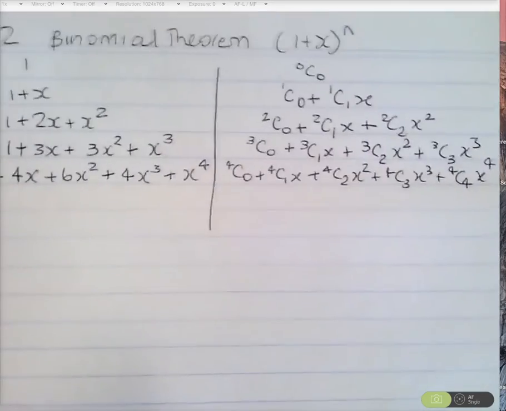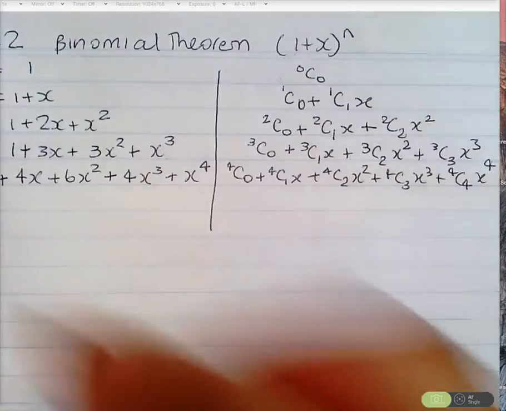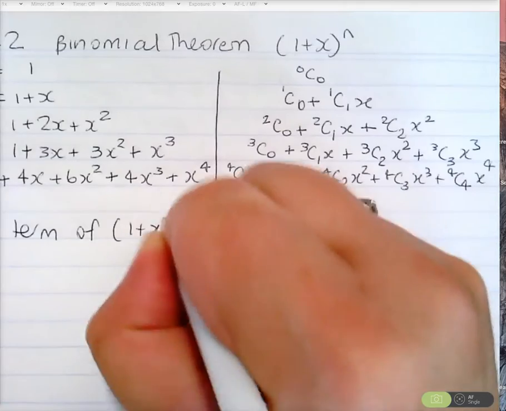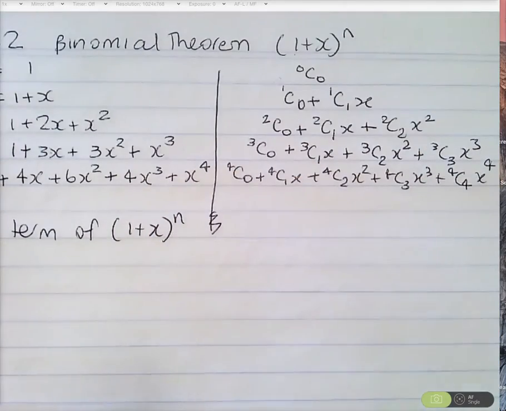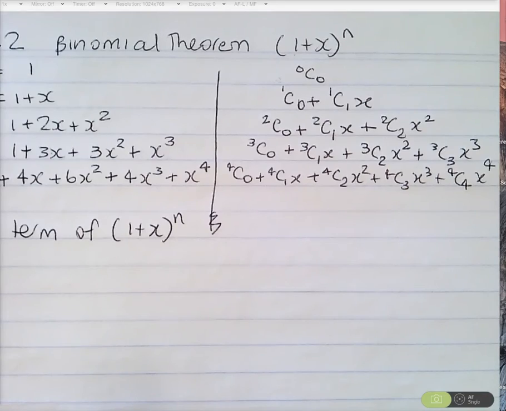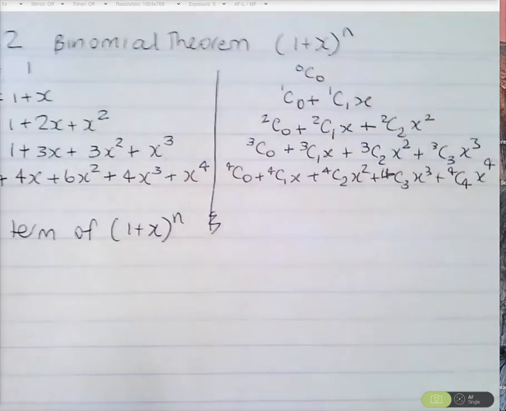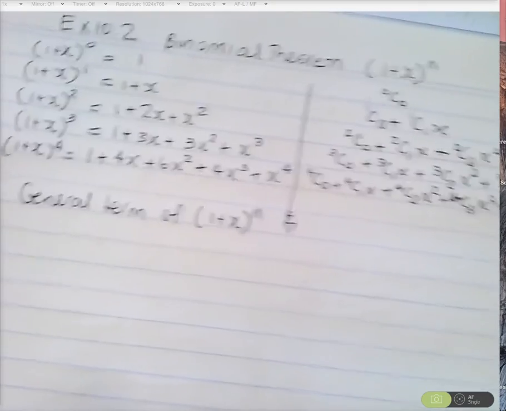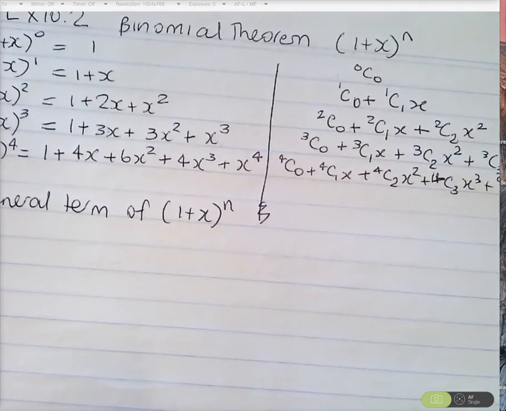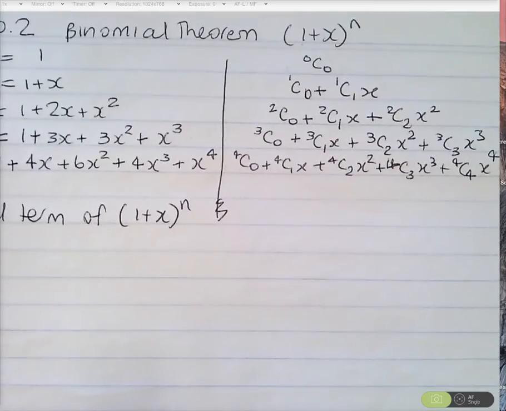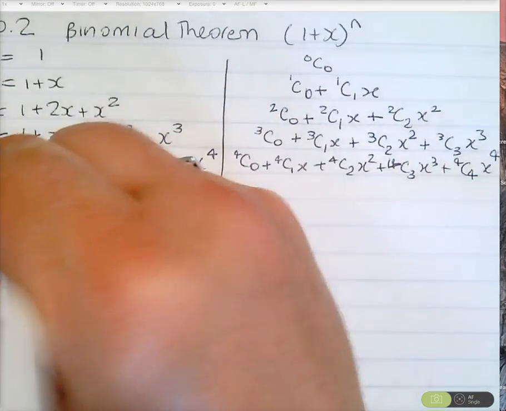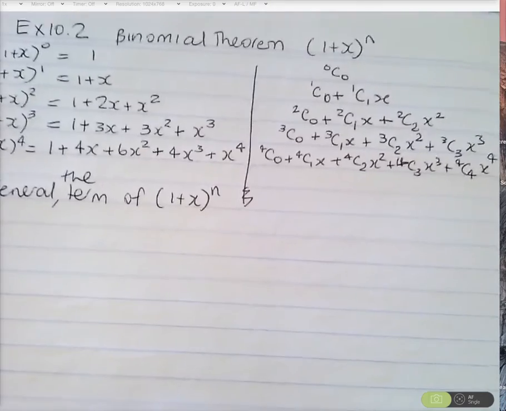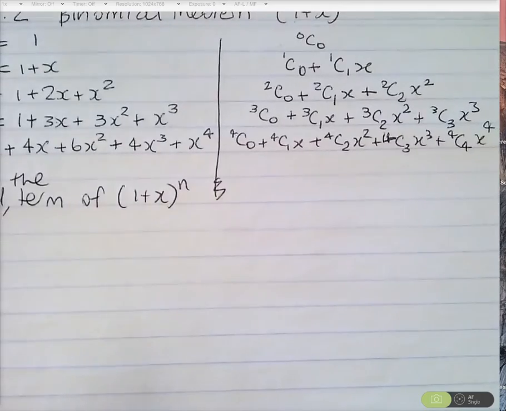All right, so that's how we write them. So now I want to do the general term. Actually, it's not the general term, but it doesn't matter. In general, the terms of 1 plus x to the n. Do we get the idea of the pattern?